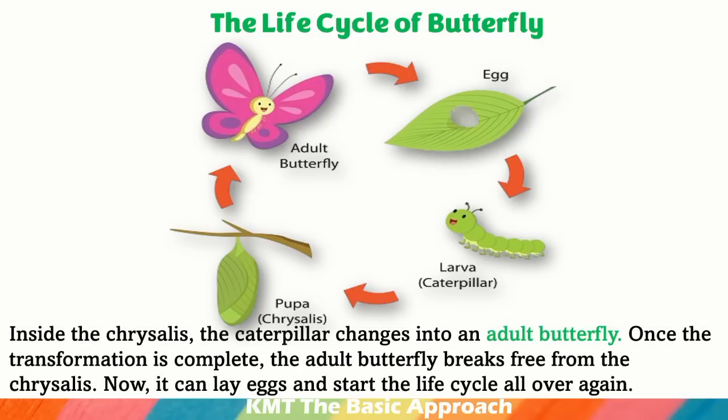Inside the chrysalis, the caterpillar changes into an adult butterfly. Once the transformation is complete, the adult butterfly breaks free from the chrysalis. Now it can lay eggs and start the life cycle all over again.